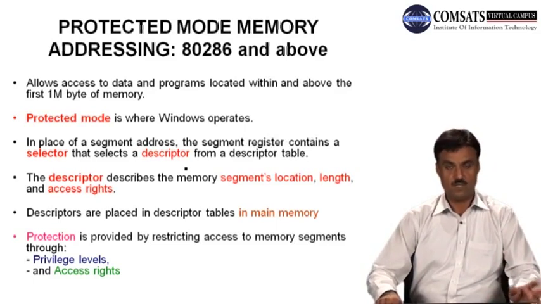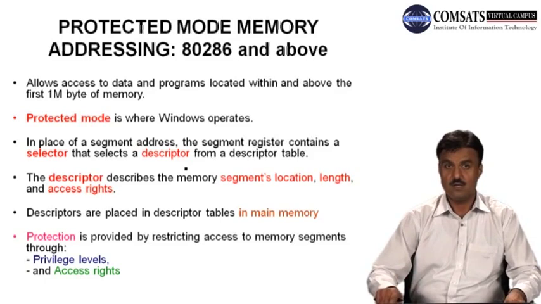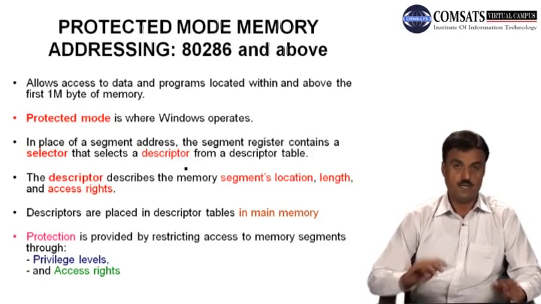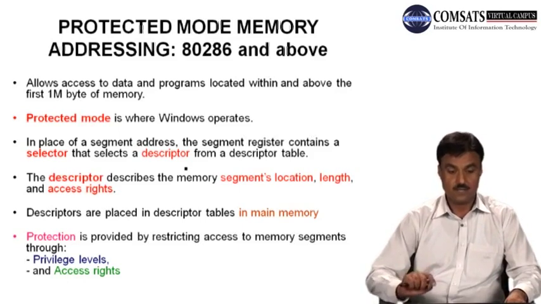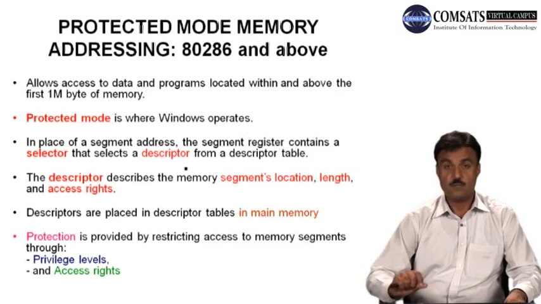For example, code segment, data segment, and all these, they contain the starting point. But here, the segment register has additional information. Within that 16-bit, it has additional information. What is that additional information? It contains a selector that selects a descriptor from a descriptor table.